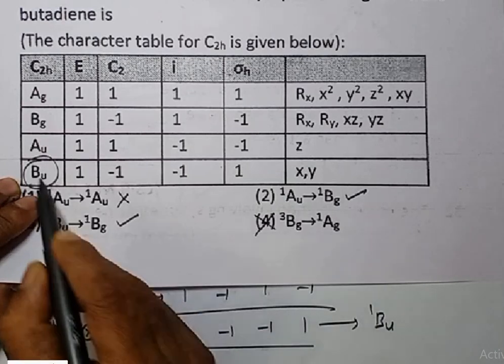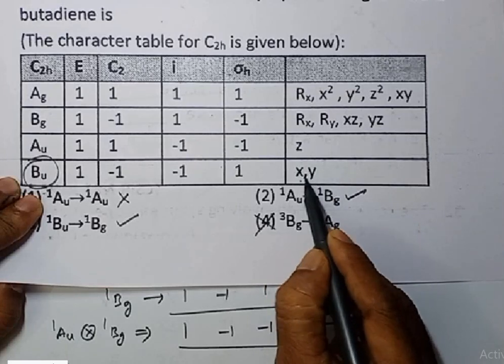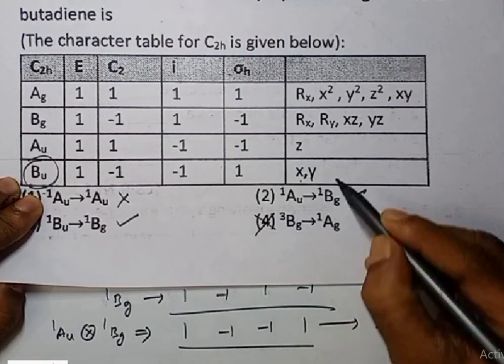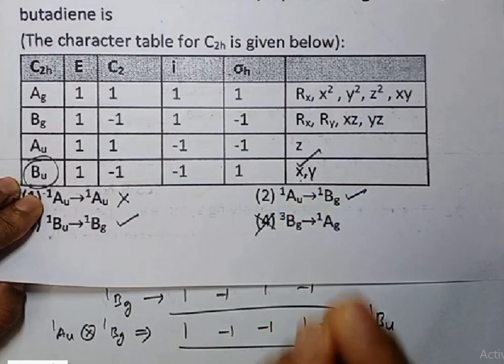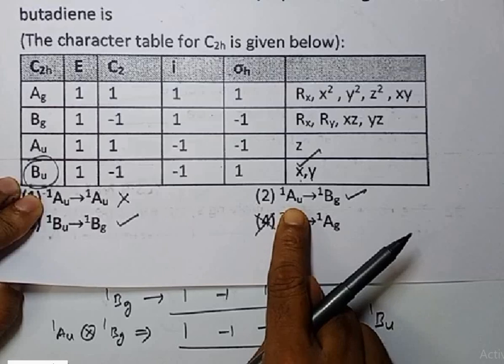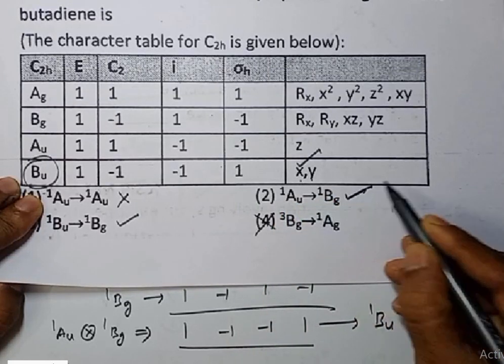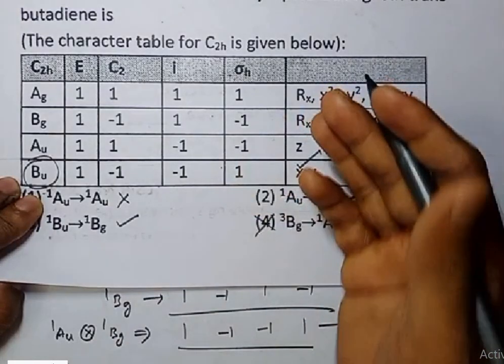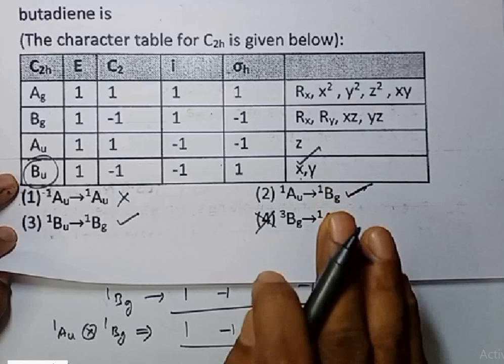Then along BU, see this area, I have both X as well as Y. So here we have X. Yes, if we pass X polarized light, this transition, singlet AU to singlet BG transition, will be allowed as per group theory. Okay, so this is allowed. It is X polarized allowed.